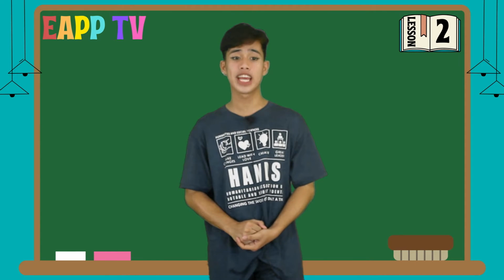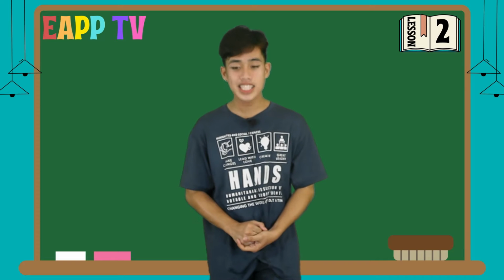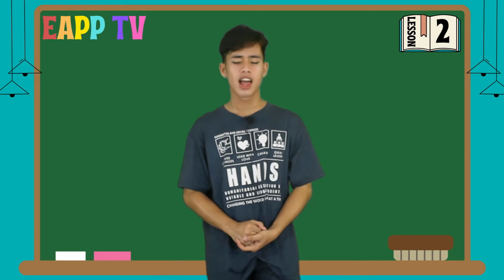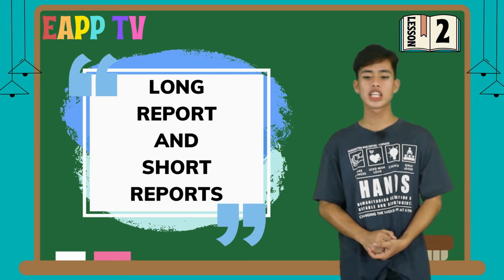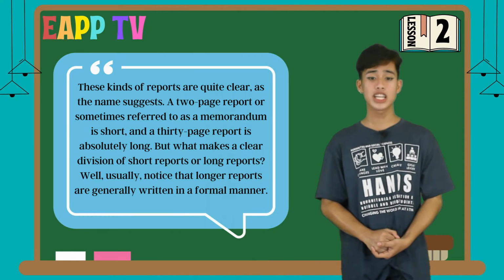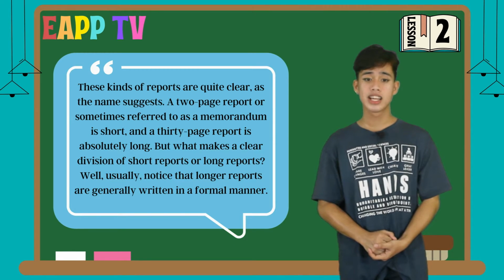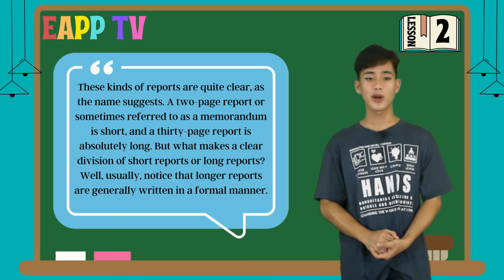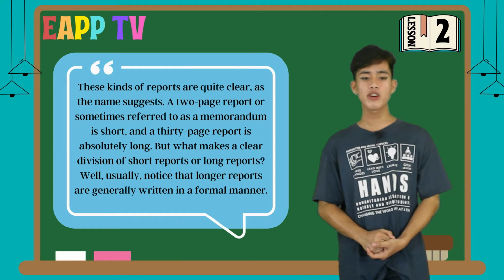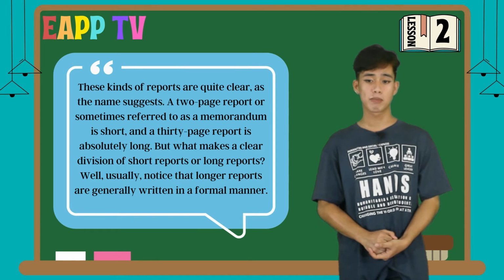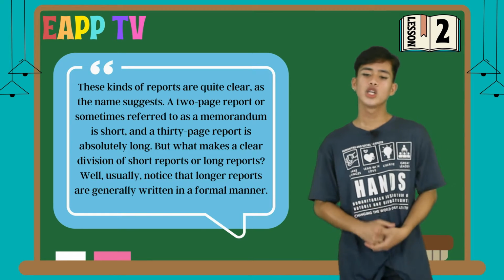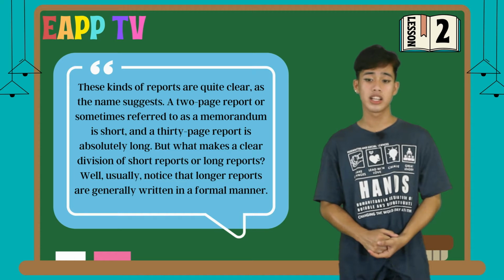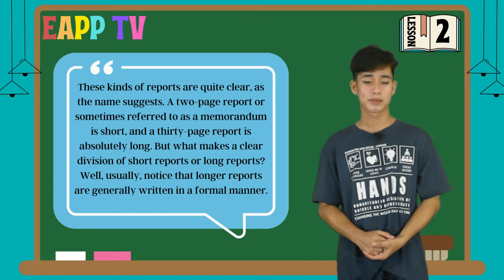After knowing the definition of technical writing and report writing, let's tackle the kinds of report writing. Number 1, long report and short report. These kinds of report are quite clear, as the name suggests. A 2-page report, sometimes referred to as a memorandum, is short, and a 30-page report is absolutely long. But what makes a clear division of short or long reports? Well, usually, longer reports are generally written in a formal manner.